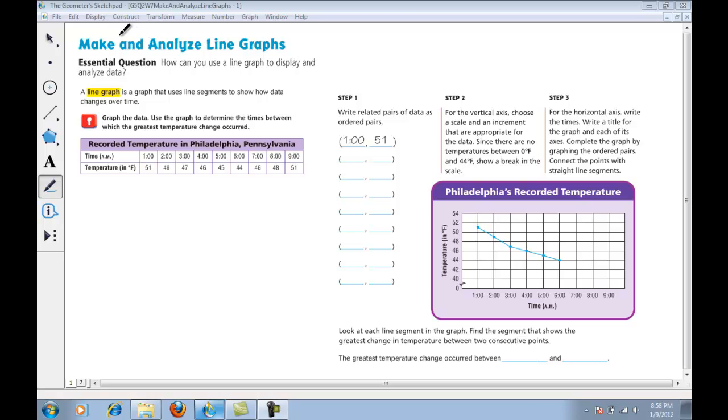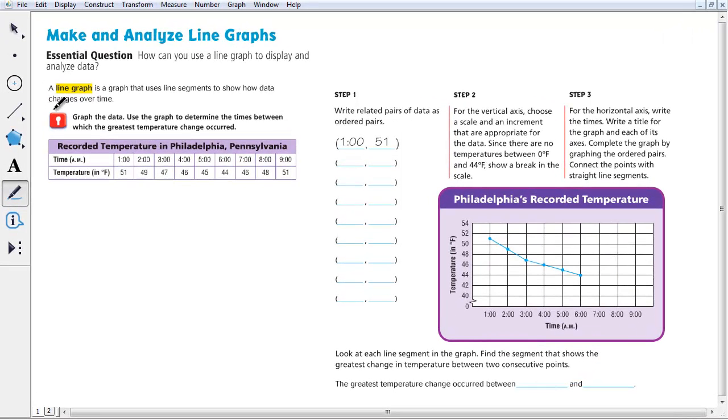In this lesson, we're going to make and analyze line graphs. The essential question is, how can you use a line graph to display and analyze data? A line graph is a graph that uses line segments to show how data changes over time. And that's very important to remember. A line graph measures changes over time.